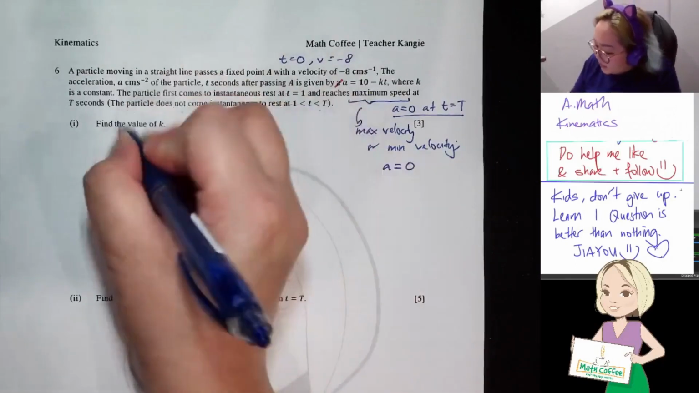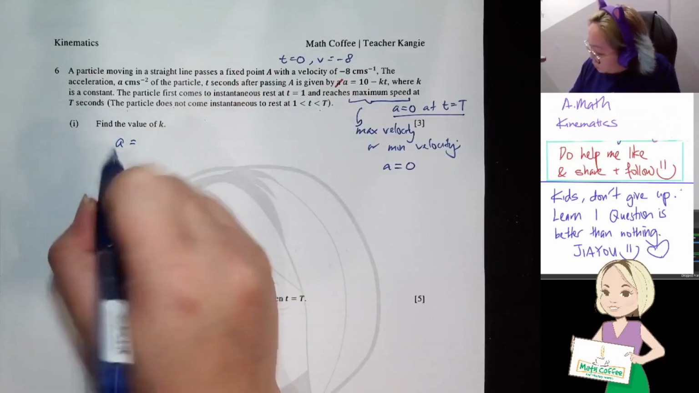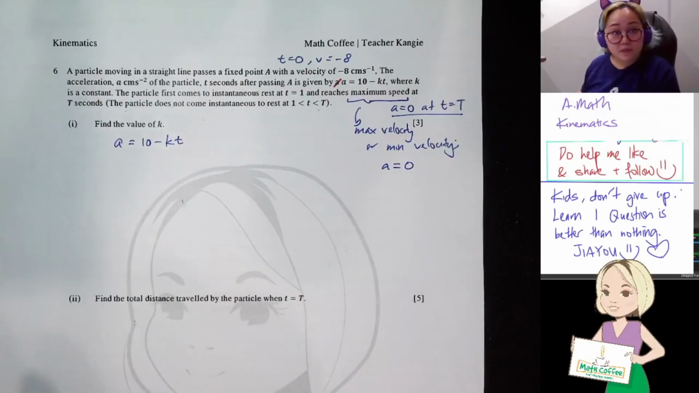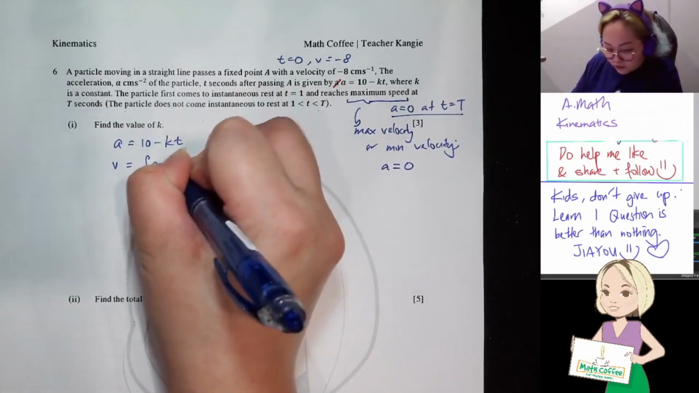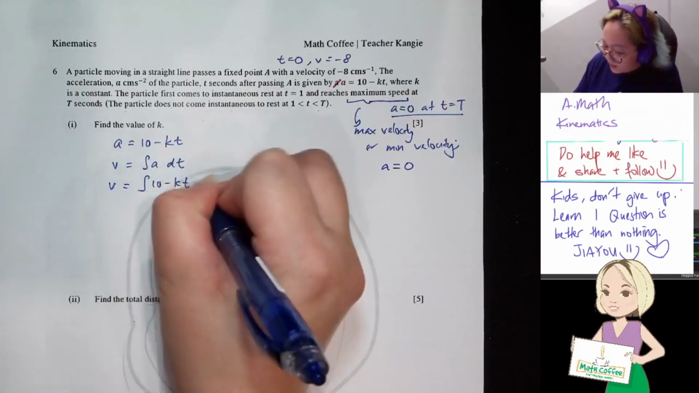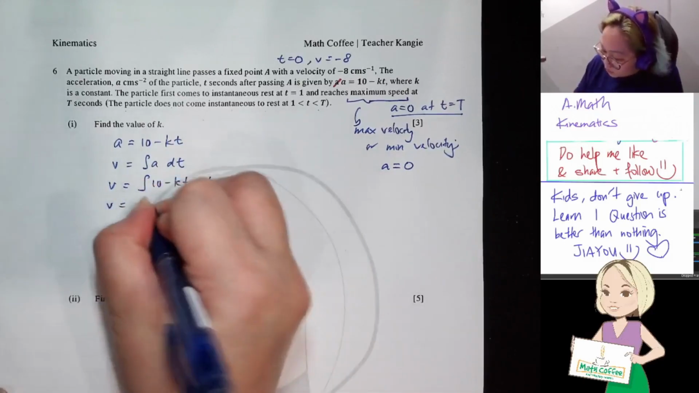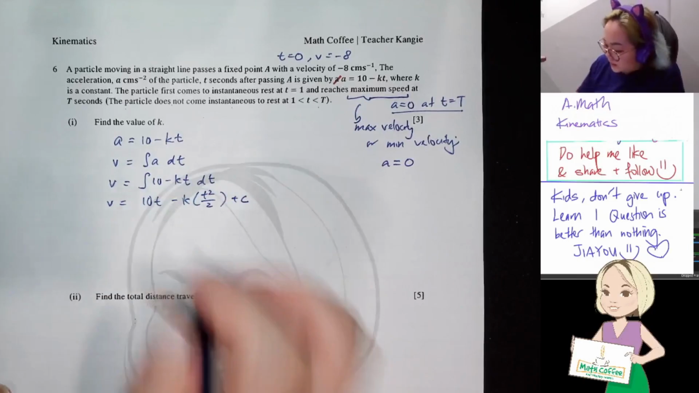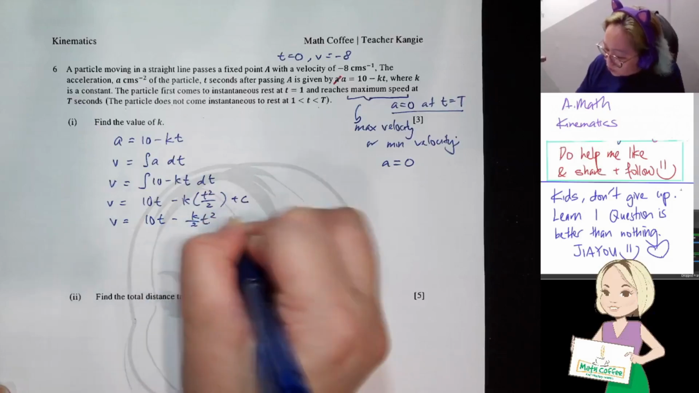So my acceleration is this. A is equals to 10 minus kt. I need to find my v. I need to integrate my a. So v is equals to integrate a with respect to t. So that means v is equals to integrate 10 minus kt with respect to t. So my v is equals to 10t minus k t squared over 2 plus c. So my v actually it is 10t minus k over 2 t squared plus c.